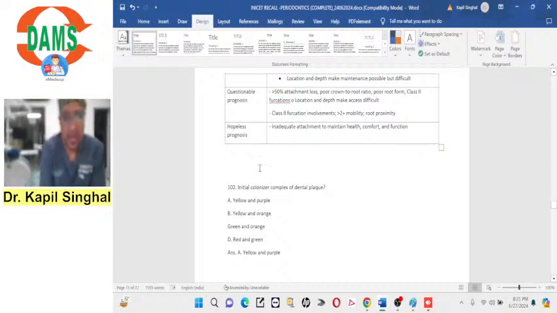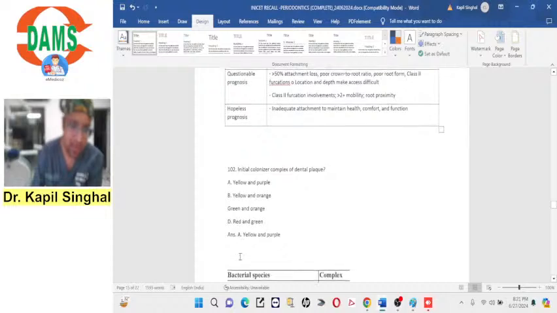Okay, next question. Initial colonizer complex of dental plaque. See, we all know there are 2 types. Initial colonizers are those bacteria that initially attach to the tooth surface. So yellow and purple complex are initial colonizers, and green, orange, red are colonizers that occur later on. Those are known as secondary colonizers. So right now initial or primary colonizers are yellow and purple. Yellow is Streptococcus and purple is Actinomyces. So both these are initial colonizers and the answer here would be A.